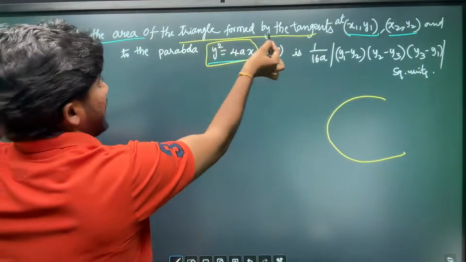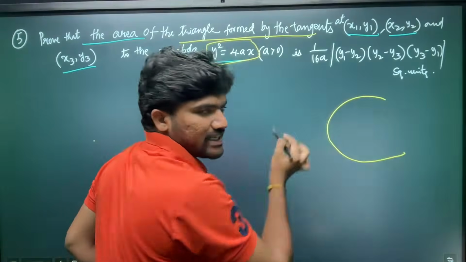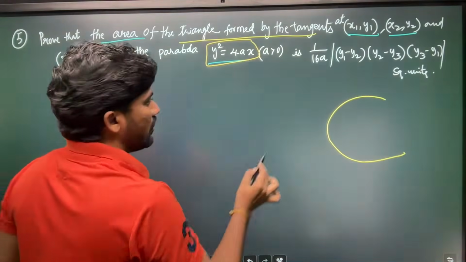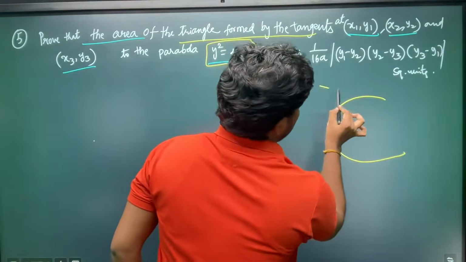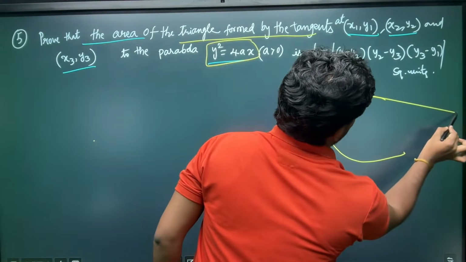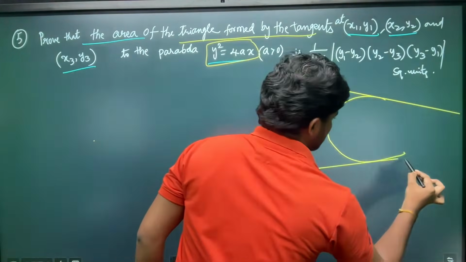Okay, so triangle formed by the tangents means in yesterday's problem triangle is inscribed. Now in today's problem we have to form the triangle with the tangents of this parabola. Okay, like this you have tangents. So one more tangent like this, take.